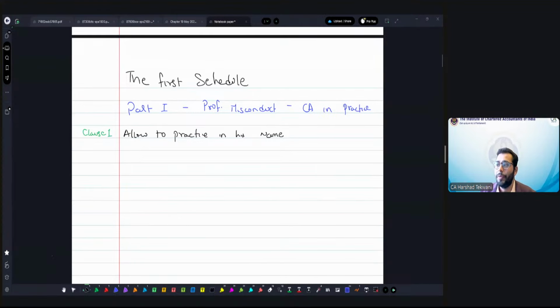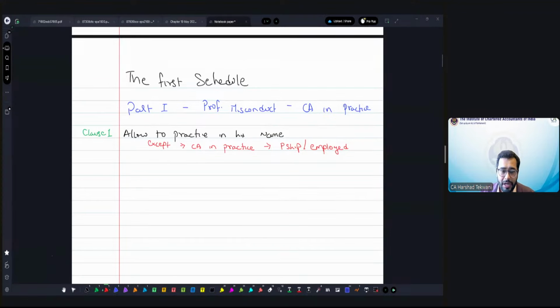What is this? Unless such person is a chartered accountant in practice, and is in partnership or employed with you. So the exception here is if that person who is practicing in your name is a CA in practice, plus either in partnership with you or employed, then only he can practice in your name. Otherwise he cannot. So the exception is that he should be a CA in practice, and in addition be in partnership or employed. Clear?